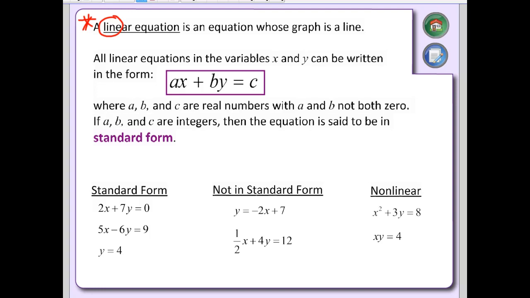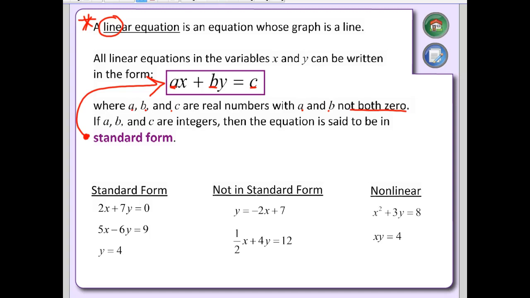And the form of the linear equation that we're going to work with today is standard form. And this is what standard form looks like. I've got ax + by = c. Now, a is the number that's in front of x, b is the number that's in front of y, and then c is my constant term over here by itself. Now, if you notice, it says a, b, and c are real numbers. A and b cannot both be 0. And it says, if a, b, and c are integers, then the equation is said to be in standard form. So let's look at some examples here.